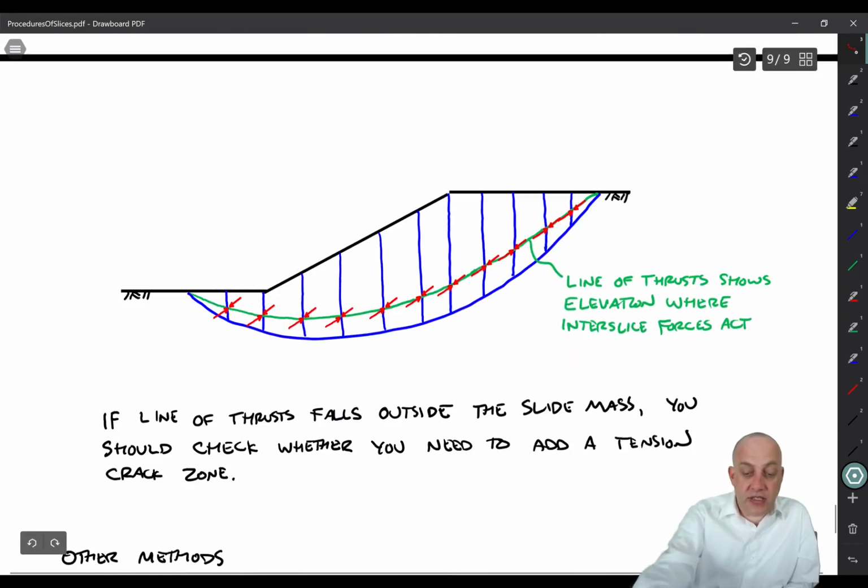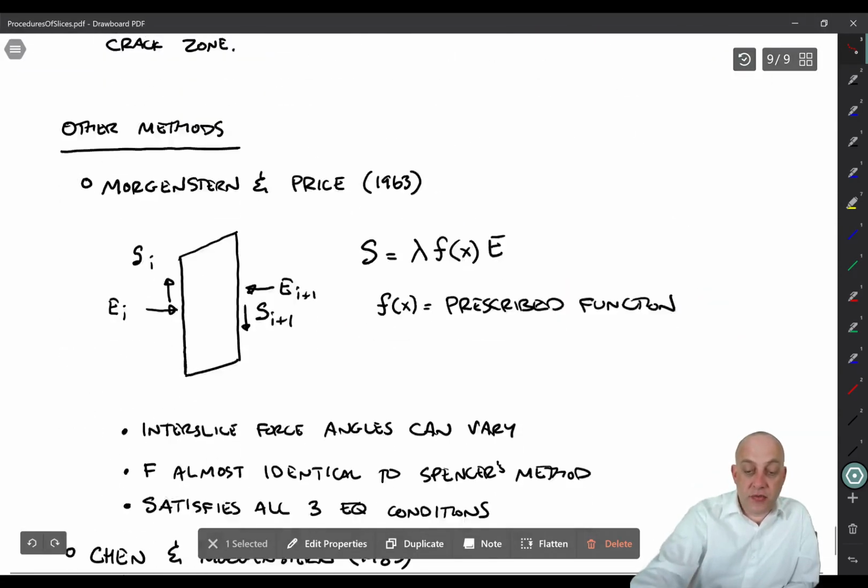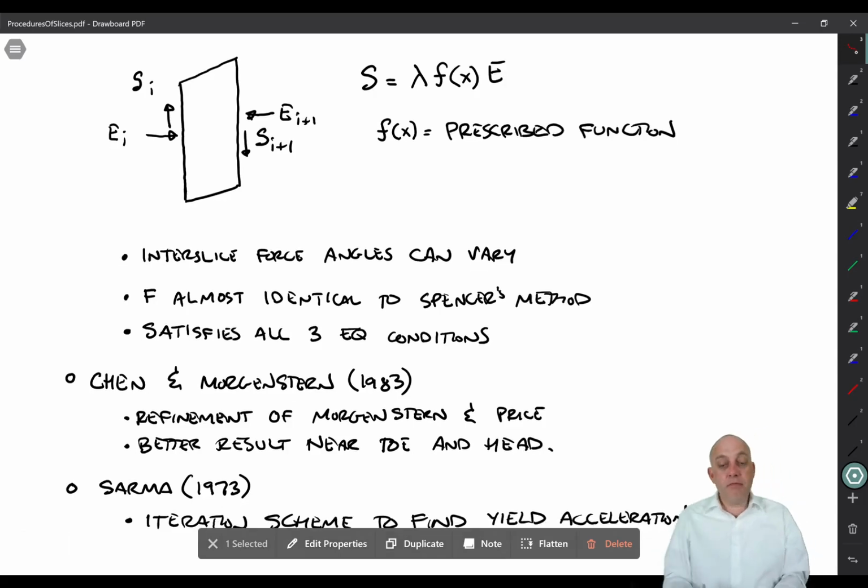So what you would see is a line of thrust where maybe the forces are acting even in the opposite direction, and then they slowly kind of transition as you move through the free body. The factor of safety you get from Morgenstern and Price is almost identical to Spencer's method. In fact, as long as you use a method that satisfies all three equilibrium conditions, your factor of safety is going to be pretty much the same. And this one also does satisfy all three equilibrium conditions.